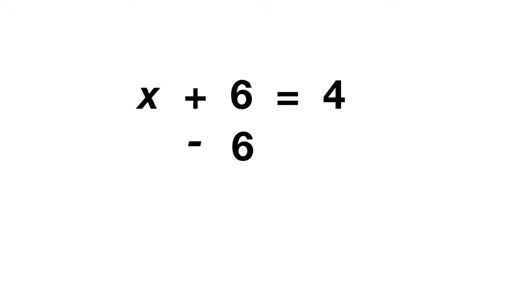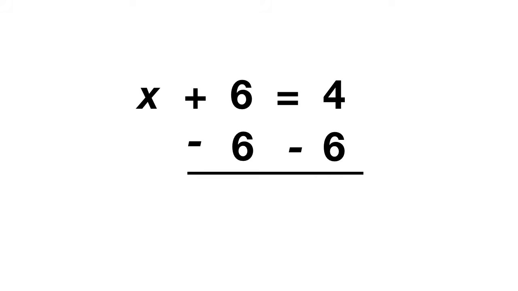Let's look at the equation x plus 6 equals 4. Remember that to solve this equation, I have to get the x by itself, so I'll need to cancel out the plus 6. How can I cancel out plus 6? To get rid of the plus 6, you do the opposite. You subtract 6. And remember, if you take 6 away from one side, you have to take 6 away from the other side.